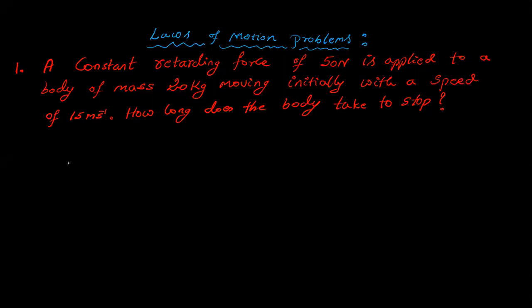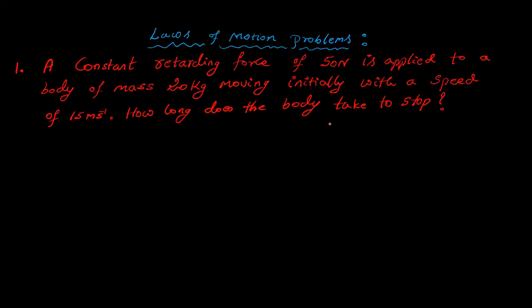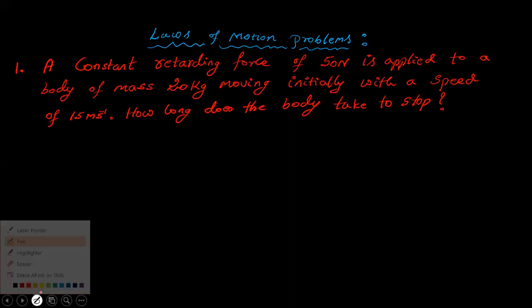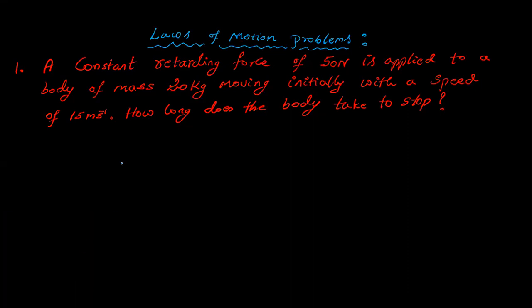Yeah, see, problems in laws of motion. So this is the problem. A constant retarding force of 50 Newton is applied to a body of mass 20 kg, moving initially with a speed, initial speed is given, 15 meter per second. How long does the body take to stop?